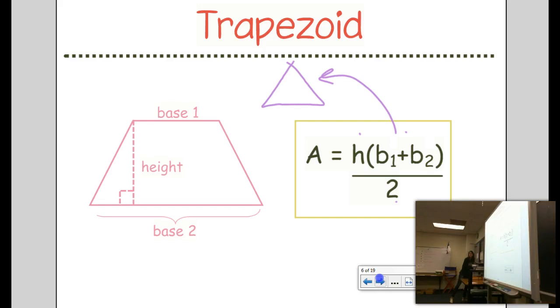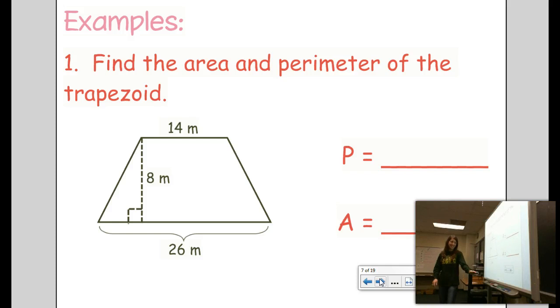Until it gets dark in here. No, it doesn't get any lighter. All right. I can get darker. No, I don't want it to get darker.